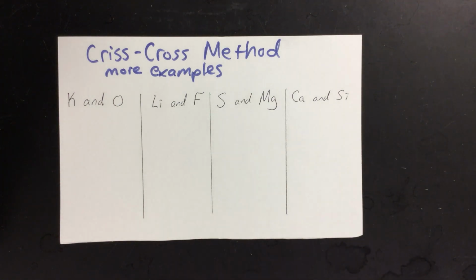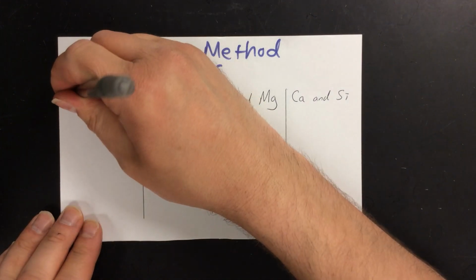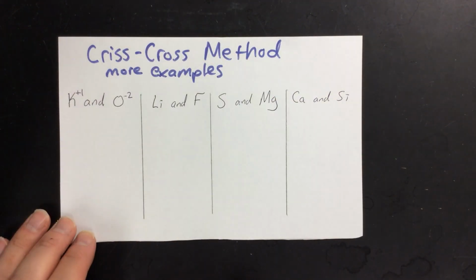Hi, in this video, I'd like to work through some more examples of using the crisscross method. The first step is to find the oxidation number for each of these elements. I'm going to presume at this point that you can do that. So the potassium is +1 and oxygen is a -2.